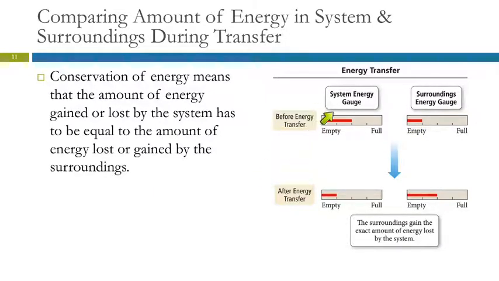So if there's energy transfer from the system to the surroundings, then after the energy transfer, the system has lost energy, the surroundings have gained energy, and the amount of energy is the same. If we take the sum of these two and the sum afterwards, they're the same. If we look at how much this lost and how much this gained, it's the same amount of energy.